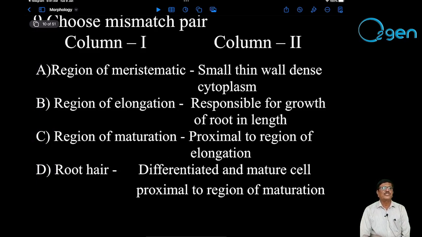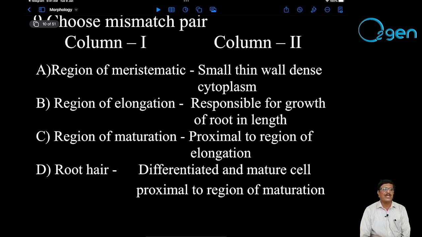Next, question 9. Choose the mismatch pair. The two columns are given. Column 1 is the region of root, and column 2 is their function. The first one is the region of meristematic: small, thin wall, dense cytoplasm. It is correct. Meristematic tissue is small in size with a thin cell wall, because there is no deposition of secondary wall, and dense cytoplasm is there. That is a matched pair.